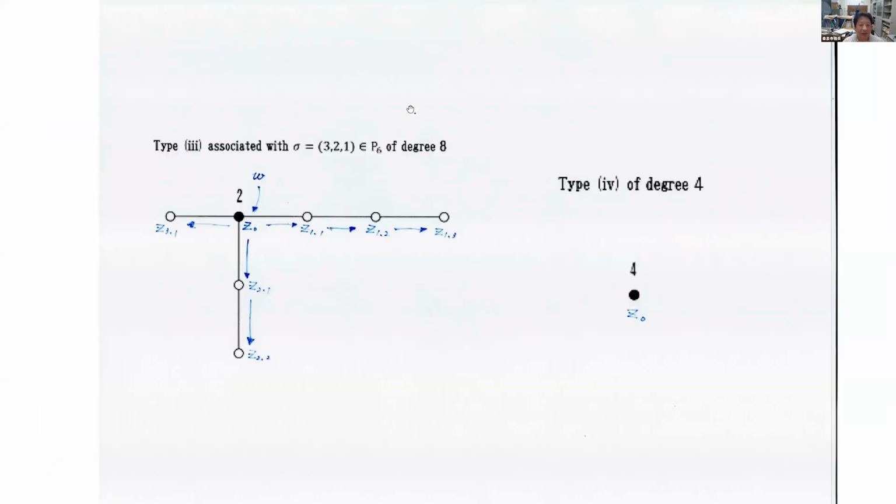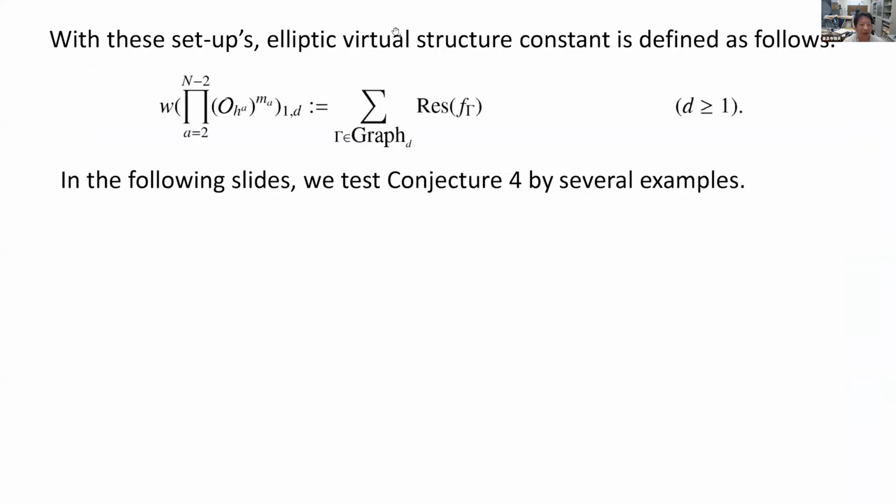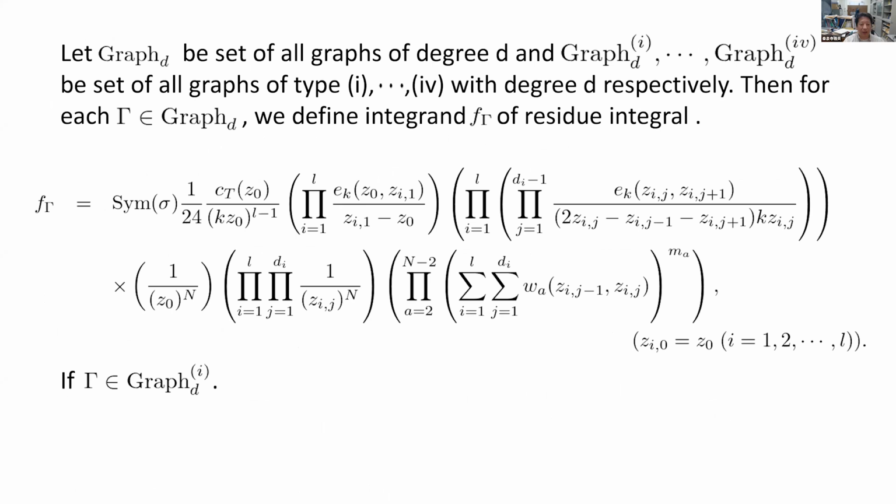Then we denote by res the map which is the operation of taking residues of the integrand f gamma. Then the elliptic BCOV structure constant is defined as the summation of the residues of each integral of each f gamma, where gamma is an element of Graph D. Then we can compute the elliptic structure constant as we like.